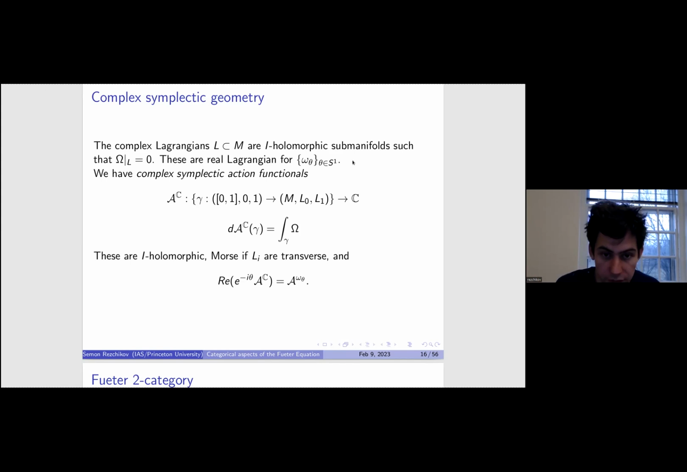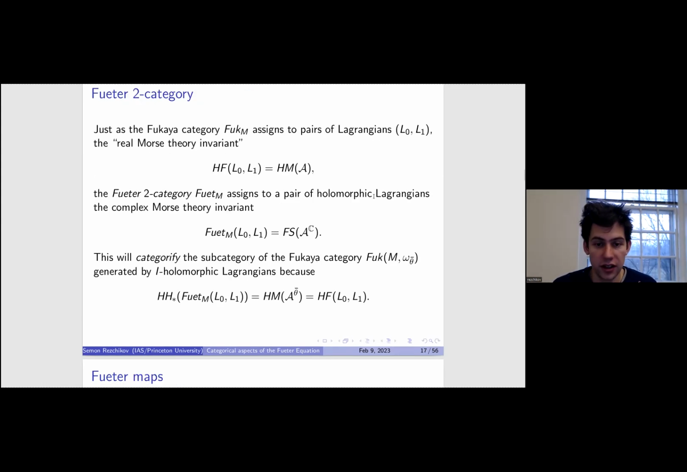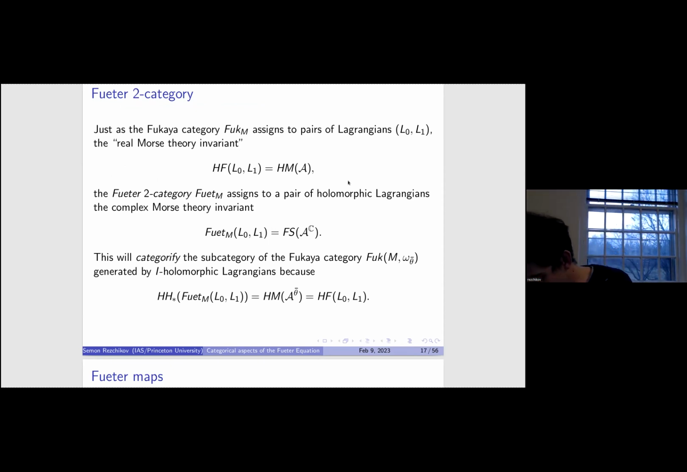Okay, so that's the picture. And then what did we do? We complexified the symplectic manifold, we complexified the Lagrangians, we complexified the symplectic action functional, and now we want to clearly use complex Morse theory to define the morphisms. So there should be a morphism category between two complex Lagrangians. That should be morally the Fukaya-Seidel category of this complex action functional.